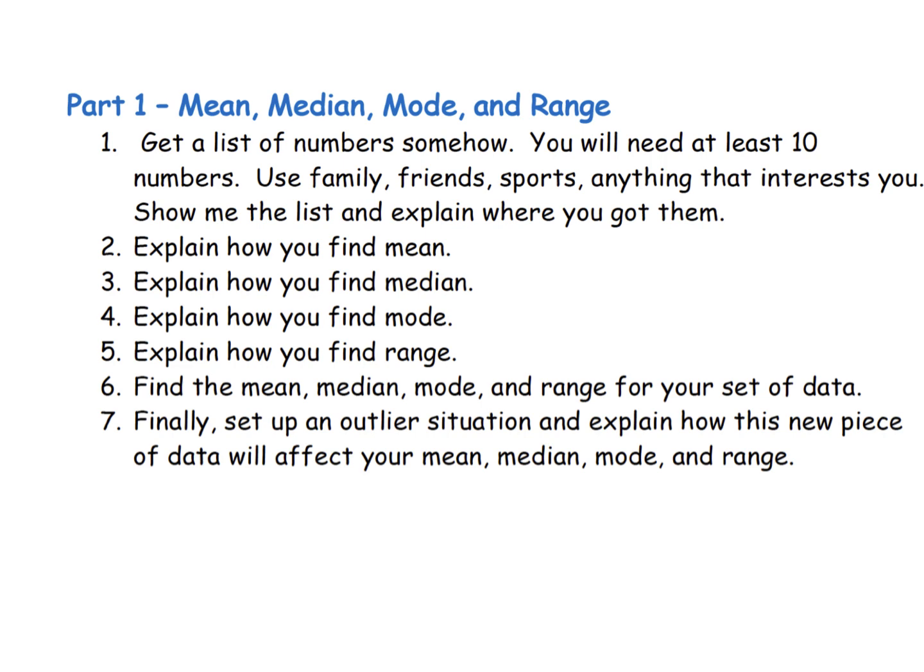Once you do, you are going to explain to me how you find mean, median, mode, and range. Then using your set of data, you're going to find the mean, median, mode, and range. And finally, you're going to make up a situation where you have an outlier and explain how it's going to affect your mean, median, mode, and range. So here's an example to kind of go through it.